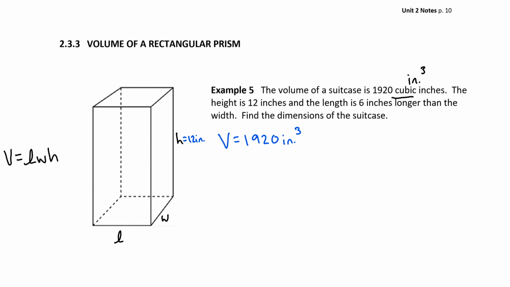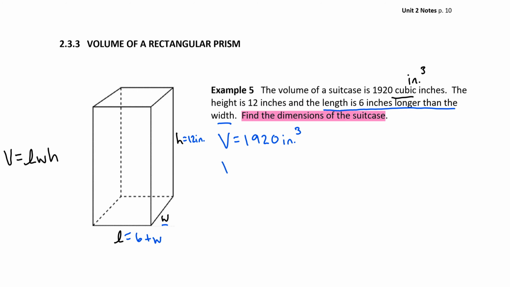The height is 12 inches and the length is 6 inches longer than the width. Well, if we use W to represent the width and it tells us the length is 6 inches longer than the width, then we know that the length equals 6 inches plus W, 6 inches longer than the width. So our goal is to find the dimensions of the suitcase. Dimensions means we need the length, width, and height of this suitcase.